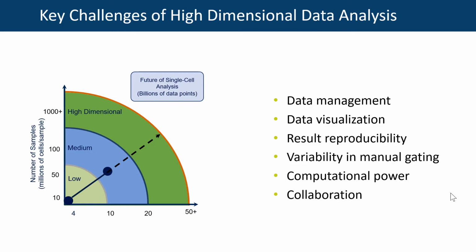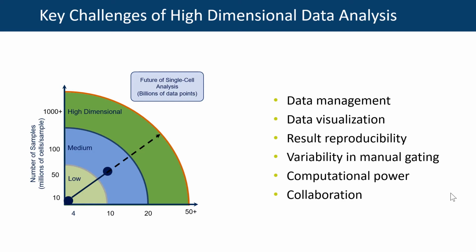And then we talk about data visualization. Once I have my data collected, how can I visualize it so I don't run into the problem that we talked about previously, so that I can properly characterize my data? Result reproducibility: how do I ensure that what I'm doing now, and the money and the time that I'm spending, is going to be able to be reproduced down the road? We also run into variables in manual gating, so person-to-person variability and population-to-population variability.